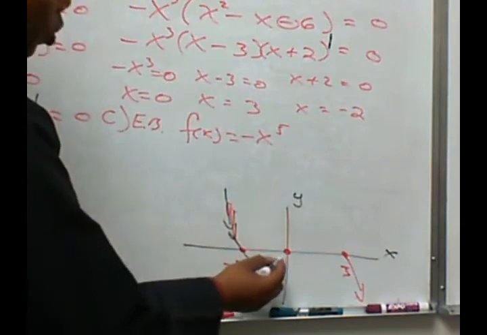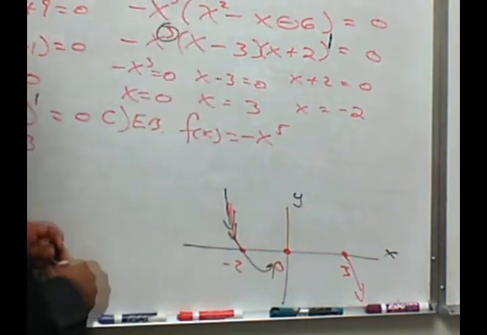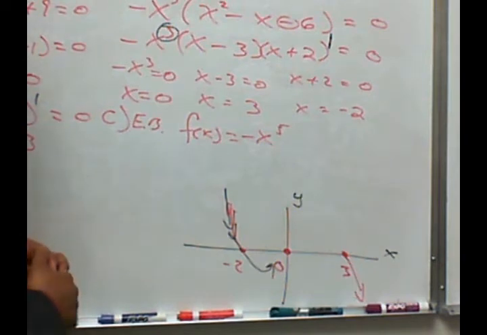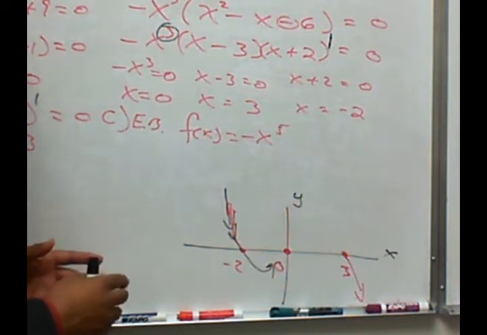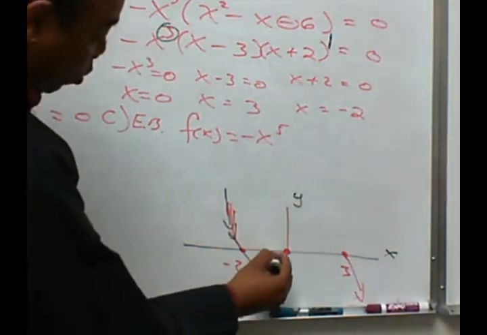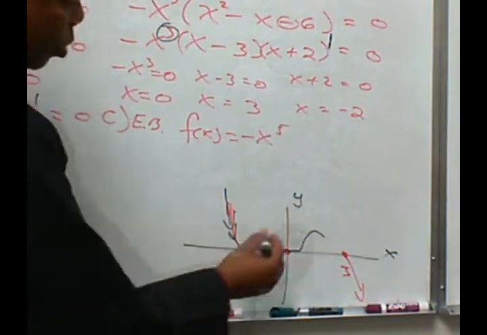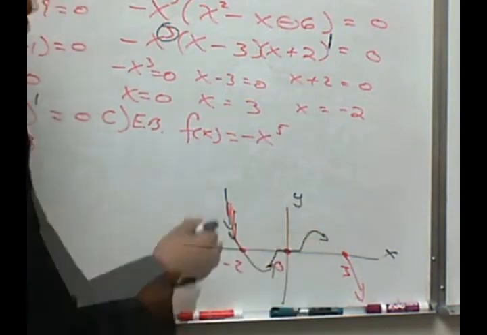Now we're heading towards 0. 0 here had a power of 3, so that's a multiplicity of 3. So it will go through, but it will go flat for a second and then continue. It did go through. And now I'm headed toward 3.